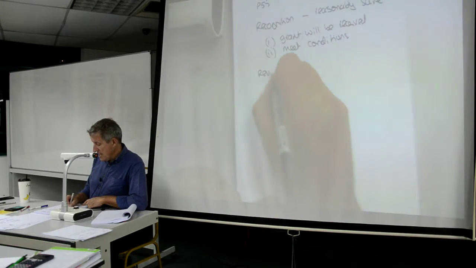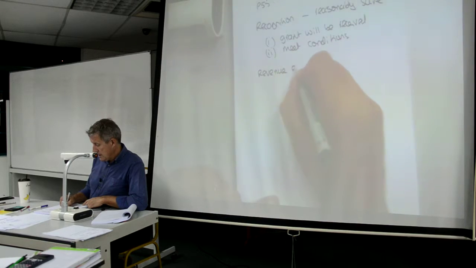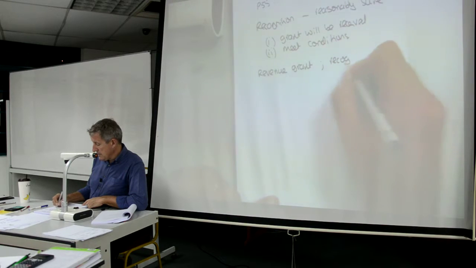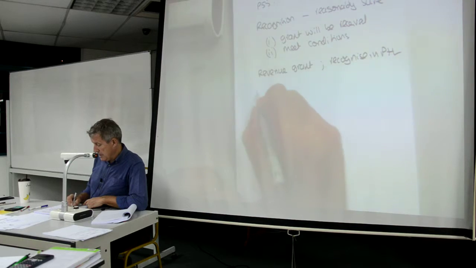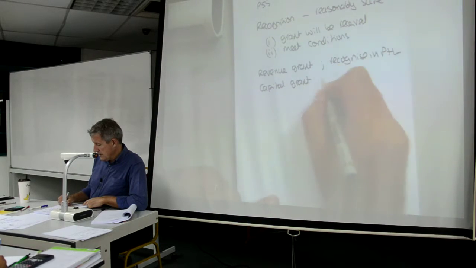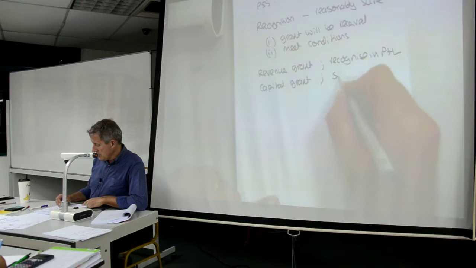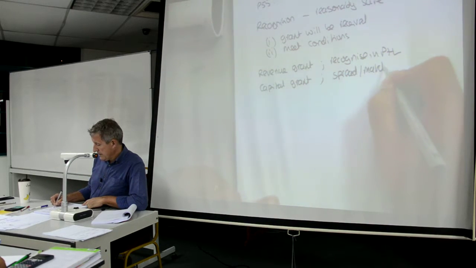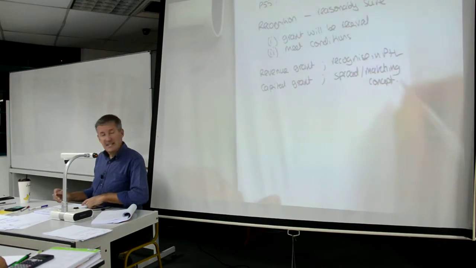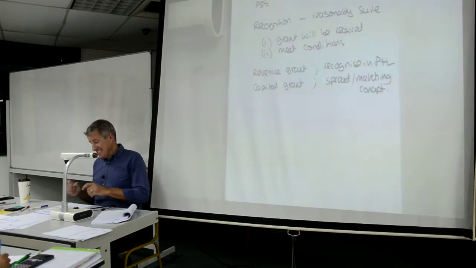If it is a revenue grant, then you recognise it in the P&L. If it is a capital grant, we need to spread. We need to apply the matching concept. Right, there's a couple of more things, but basically that's it.